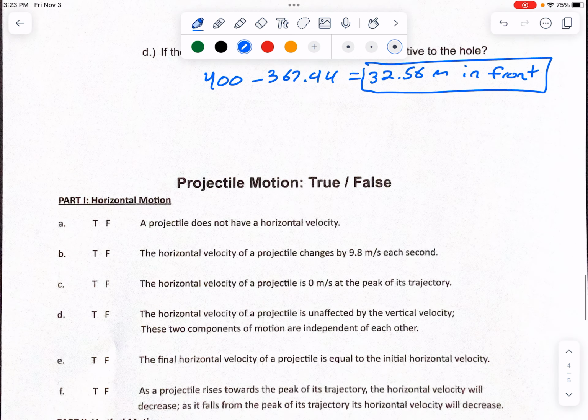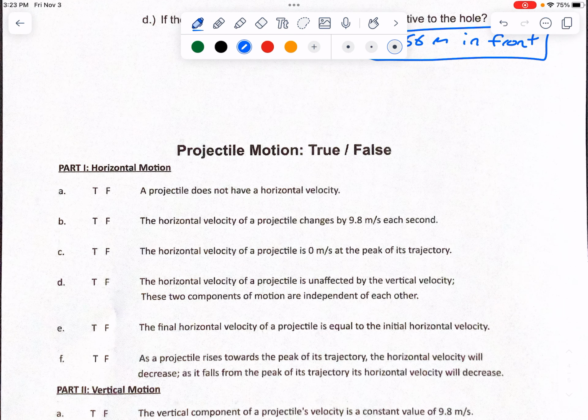All right, now the conceptual stuff. This is important because a lot of people are missing the conceptual stuff. So we're going to talk about horizontal and vertical, all that kind of stuff. A: a projectile does not have horizontal velocity. Well, that's going to be false. Otherwise, it would just be sitting still, or it's just going straight up in the air.